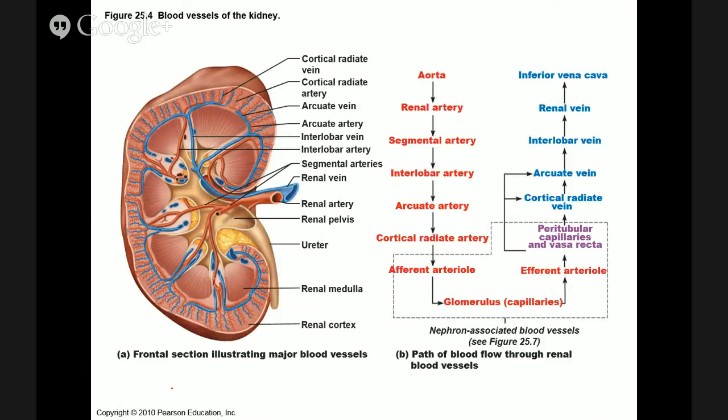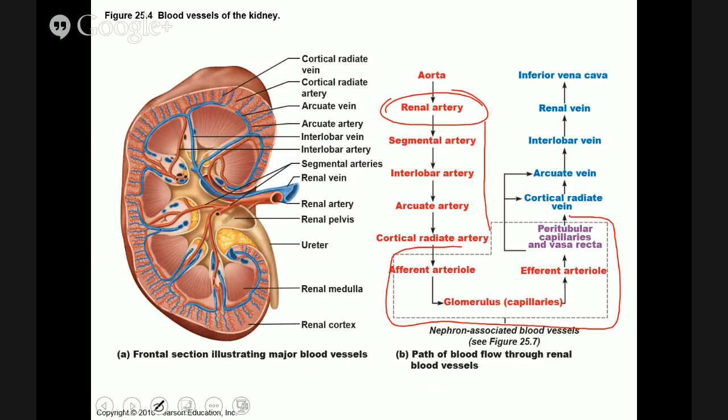Because we're filtering the blood, it's no surprise that we have an extensive blood supply throughout the kidneys. So we bring the blood into the kidney through the renal artery, and then we get the different branches until we get to the smallest branches, which are within the nephron, which we'll talk about more in advanced A&P, and then we make our way back out, and then the blood leaves the kidney through the renal vein.